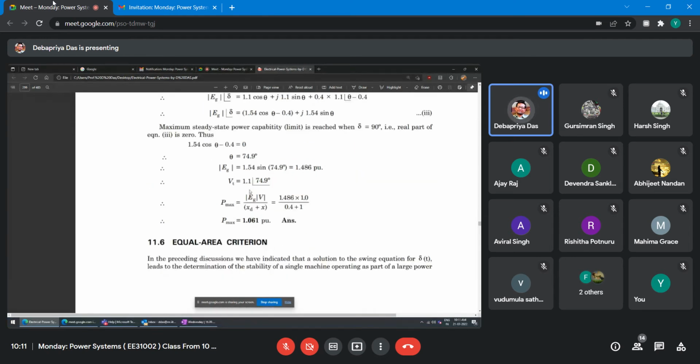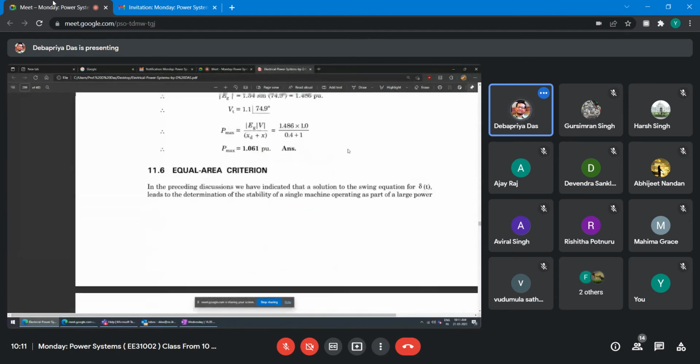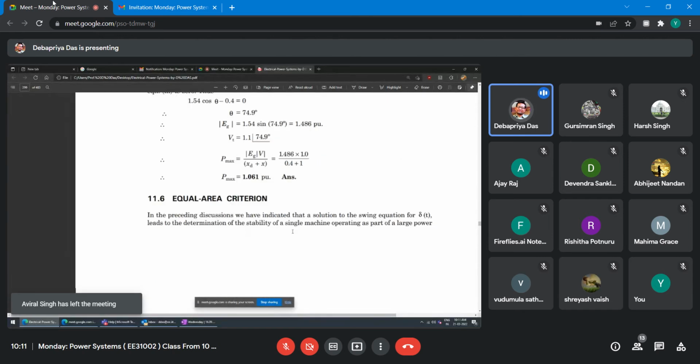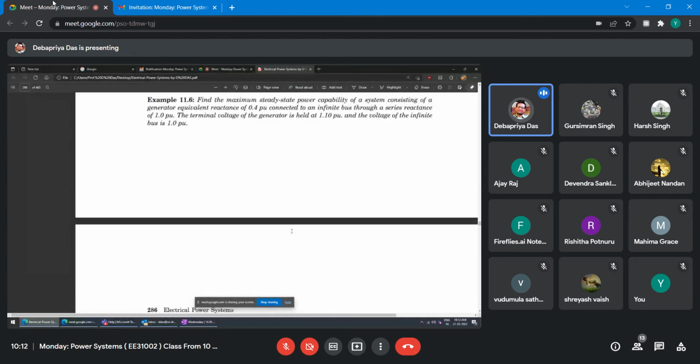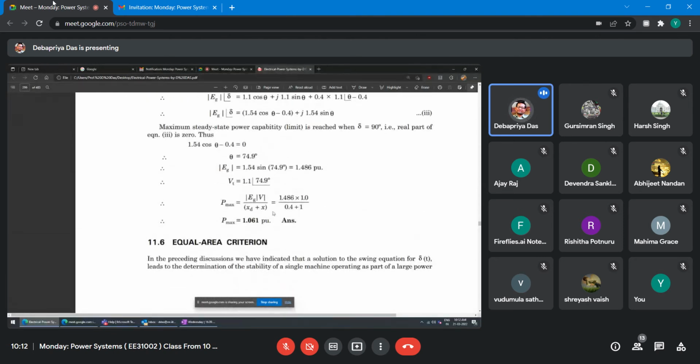Therefore, Vt is equal to 1.1, angle theta we got 74.9 degree, and the maximum power Pmax is Eg into V upon Xt plus X, where this is your Eg and this is your infinite bus V. Whatever it comes, that is 1.061 per unit for this problem. This is a simple problem, but several times, when I have taught this in the past, most of the students could not get the full answer.